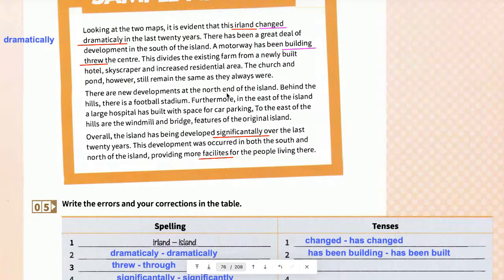Line number four. Which paragraph? The first paragraph. Line number four. This divides the existing farm from a newly built hotel. Which one? Which one? Where?